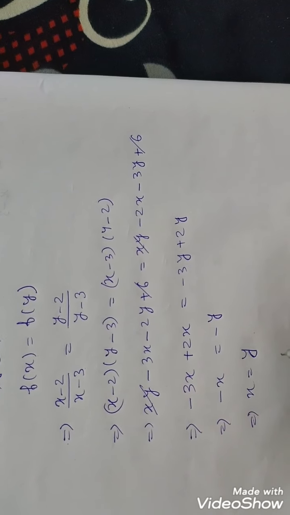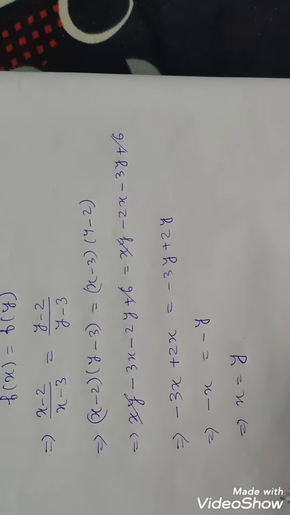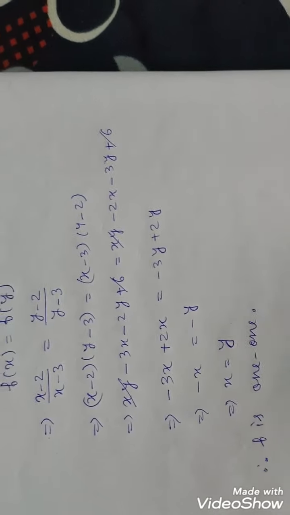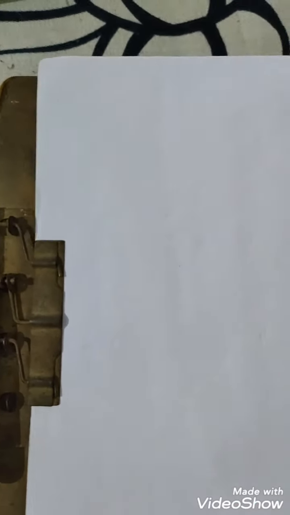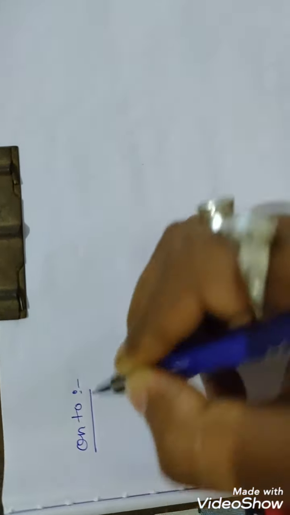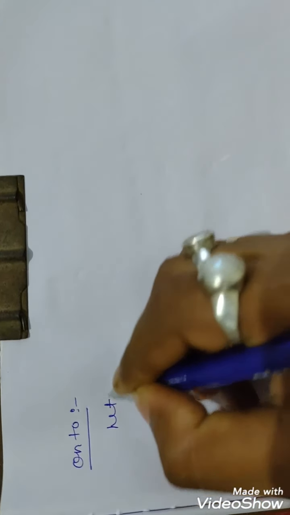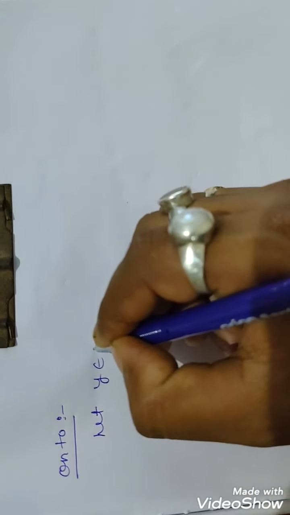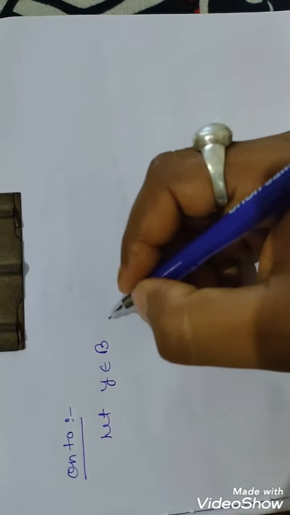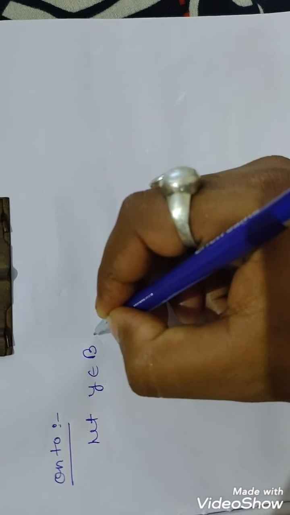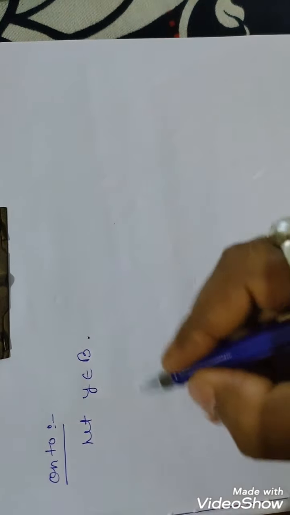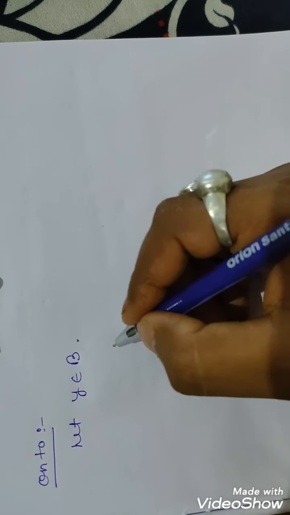So from that, what can we say? f is one-one. Now for onto: let y belong to B. Now you can express this.